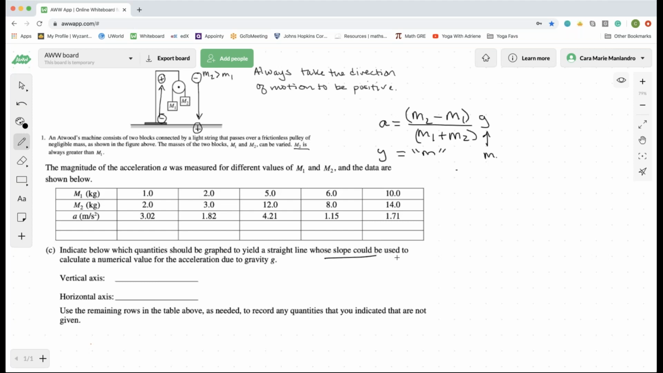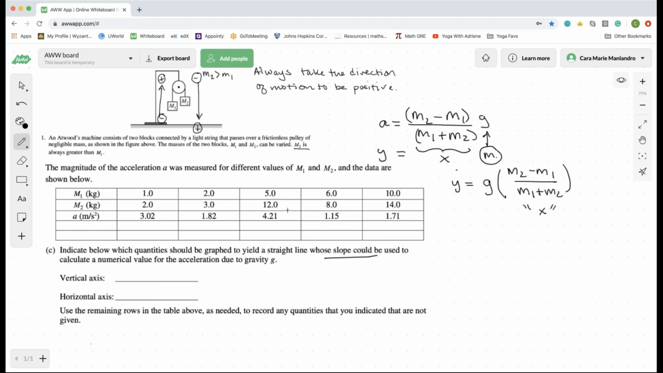So they tell us that the slope is going to be G. Does everybody agree that for a straight line, what I want is this thing to be x? So maybe I rewrite the equation as y is equal to G, and then m2 minus m1 over m1 plus m2, and I can call this thing x. Does everybody agree with that? So that's what we're looking for here.